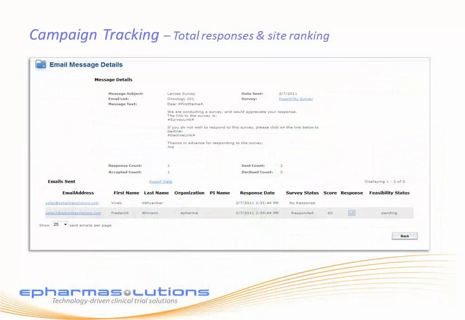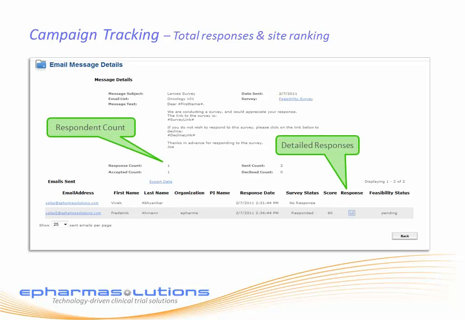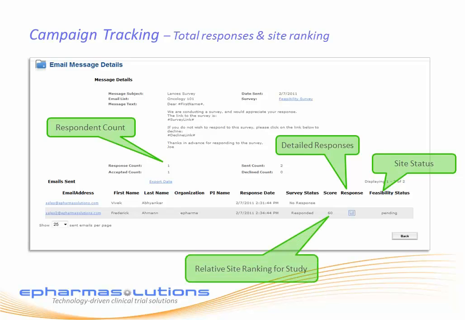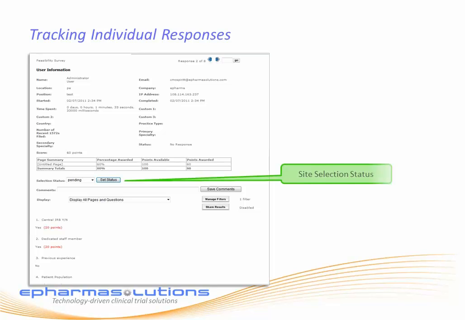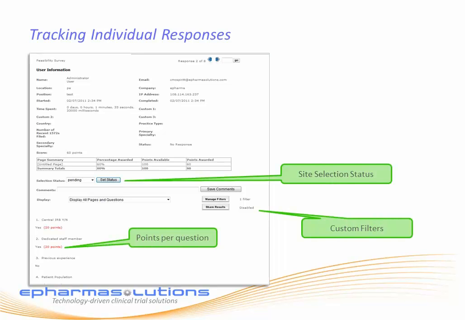The campaign tracking tool allows study teams to know the number of surveys sent, the number of responses, and the rank of each respondent, as well as a quick link to each respondent's individual answers. And this is what an individual respondent answer report looks like. The SFA includes a filter tool so that teams can build queries to include or exclude responses. For example, a team may want to know the number of respondents in Germany that see more than 2 breast cancer patients per week.